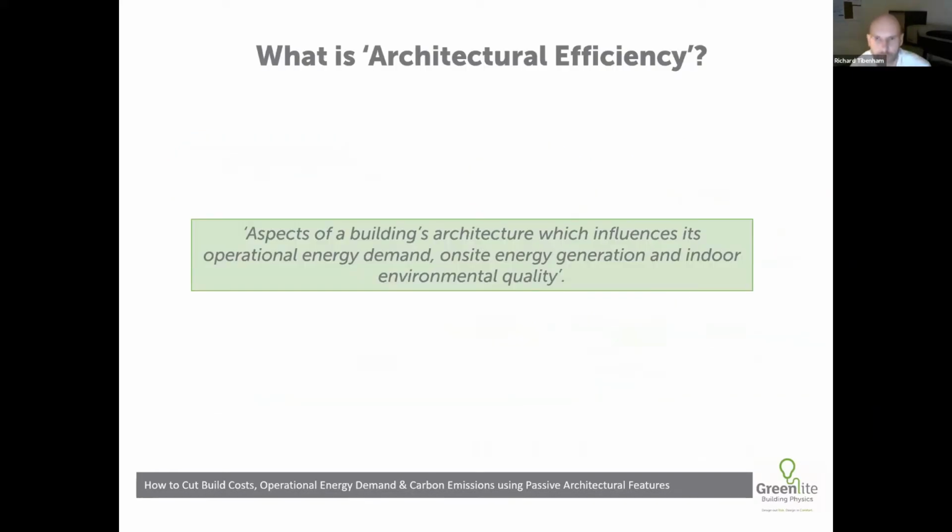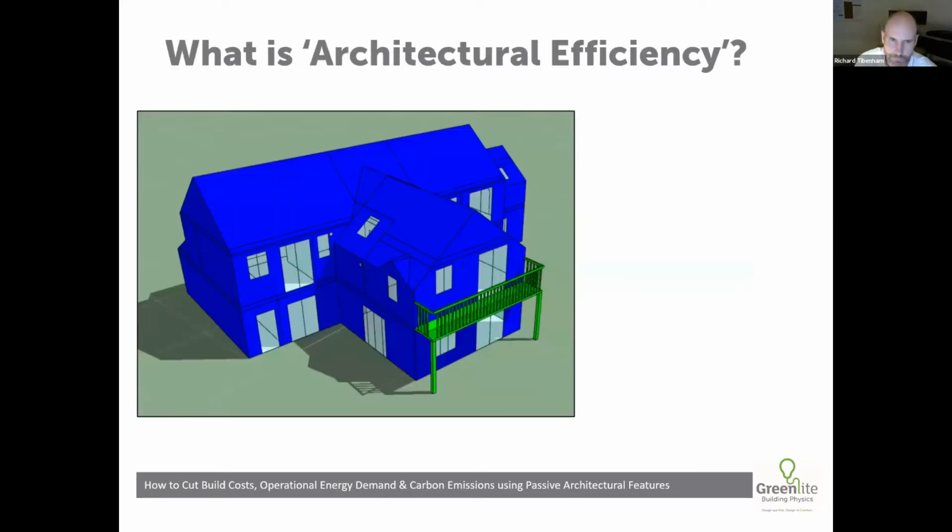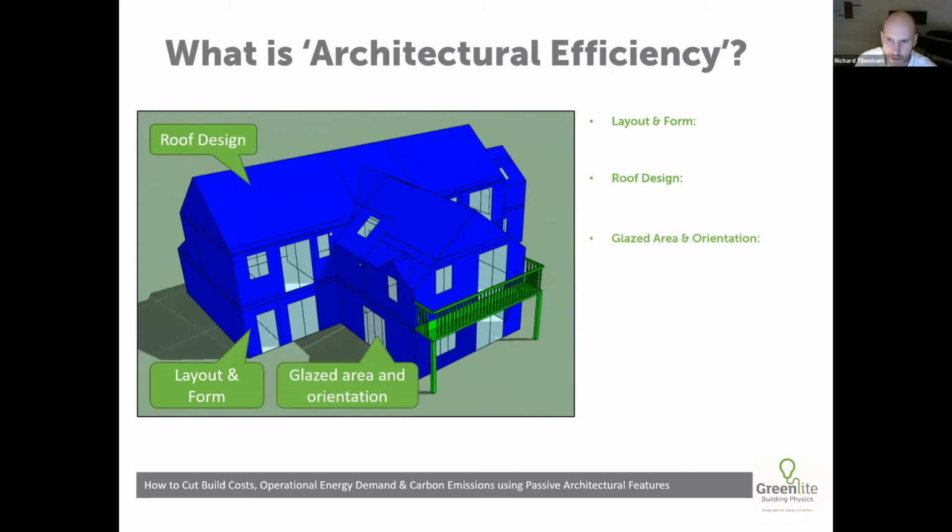What I define as architectural efficiency is aspects of a building's architecture which influences its operational energy demand, on-site energy generation, and indoor environmental quality. Okay, so we're talking about things like the layout and form of the building, the roof design, glazed area and orientation, and the solar shading strategy.